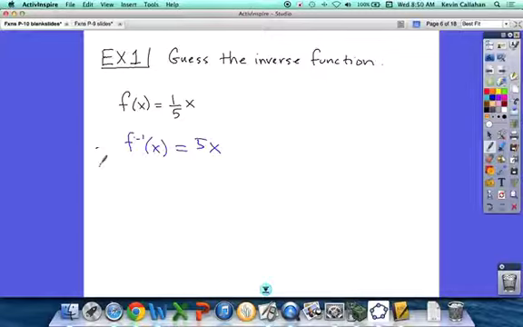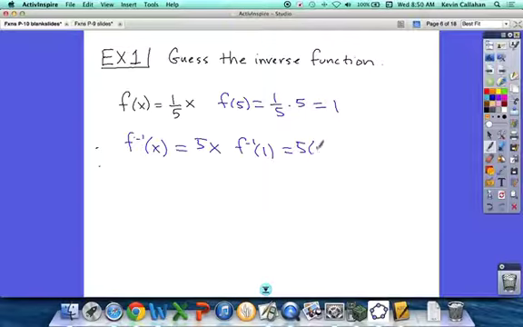I mean, if you had to, you could try a couple points, right? What if I do f of 5, right, will be 1/5 times 5, which is 1. So it should be the case that f inverse of 1 equals 5. It should go exactly in the opposite direction. Okay, so plug in here, 5 times 1. And it does.